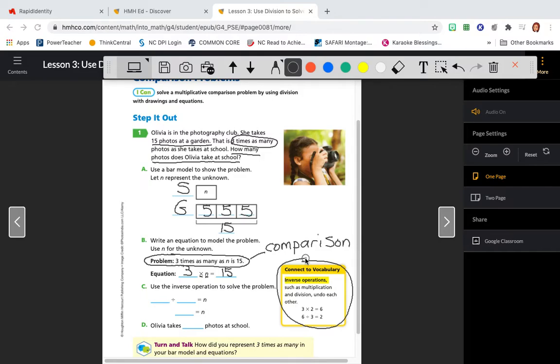So how do we fill that problem out? Well, we're going to start with our larger number. We have 15. So we're going to put a 15 on this first line. And we're going to divide it by the other number that we have, which is 3. So 15 divided by 3. That kind of lends itself back to our bar model. If you look back up at our bar model, we had 15 and we divided it 3 times. And what did we get each time? We got a 5. So 5 is our unknown number. So Olivia takes 5 photos at school.